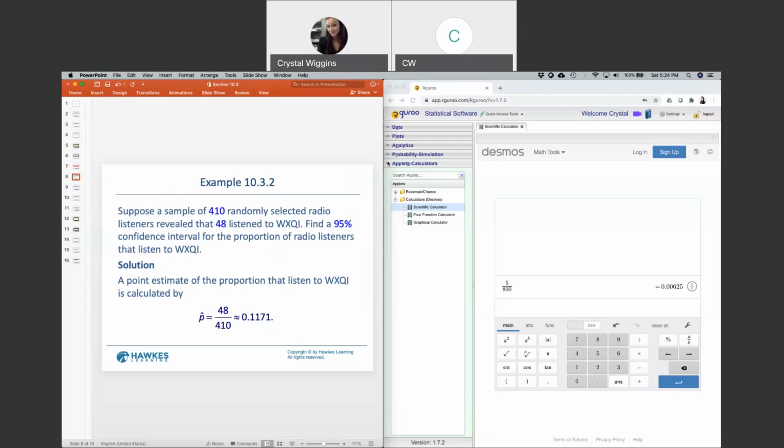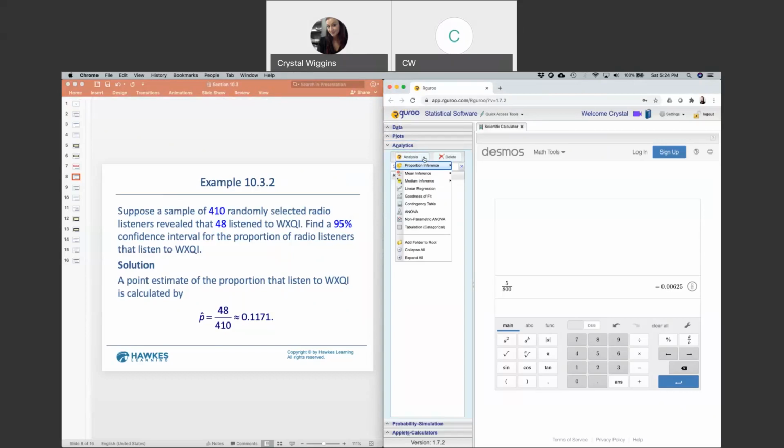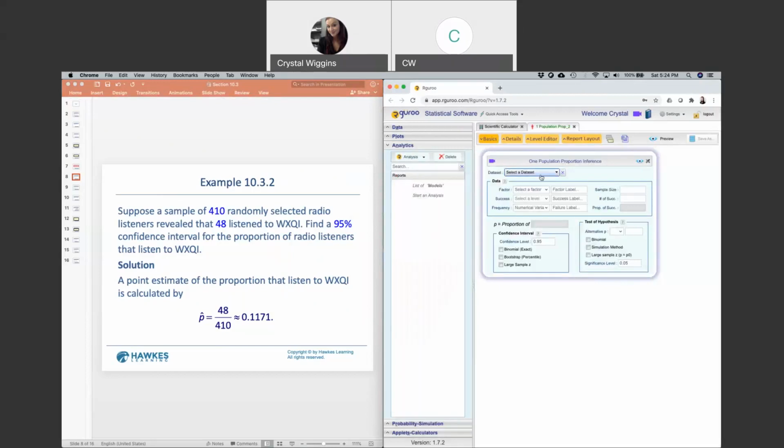But actually, I believe our guru will do this for us. So let's go to our guru. Over here we go to analytics, analysis, proportion inference, one population. If we imported the data set, then all of this would be calculated for us. But we'll type in our sample size, which is 410, and give that a label. We're talking about radio listeners. And our count of success, in this case listening to a specific radio station, WXQI, so we type in 48.